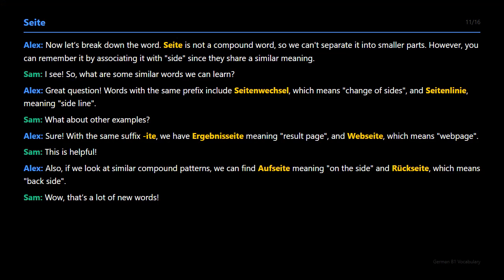Also, if we look at similar compound patterns, we can find, Aufseite, meaning on the side, and, Rückseite, which means backside. Wow, that's a lot of new words.